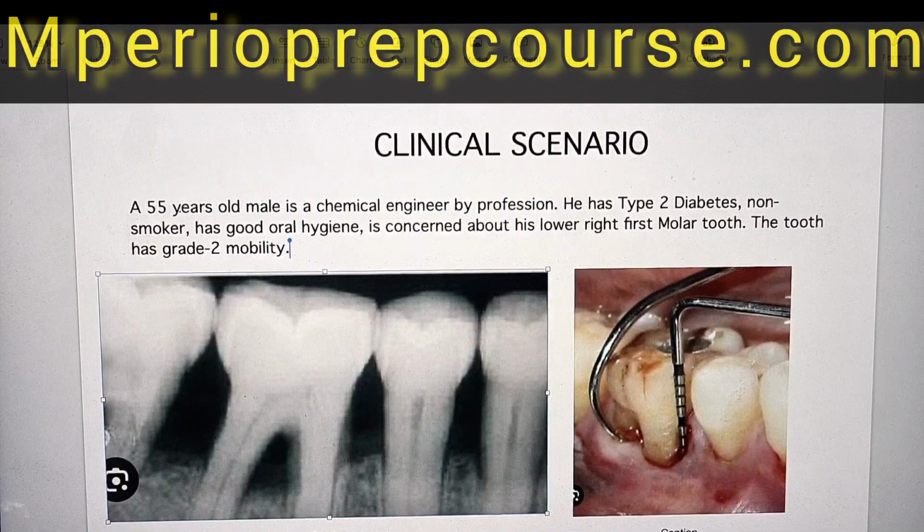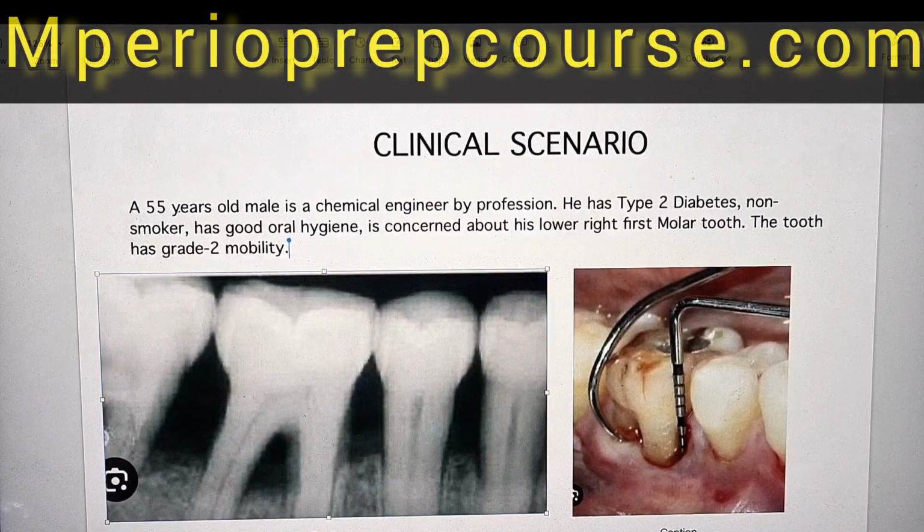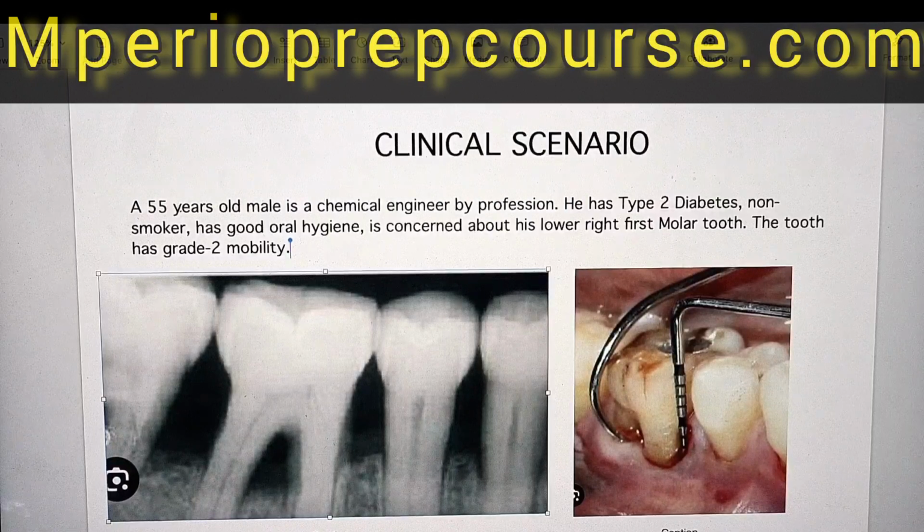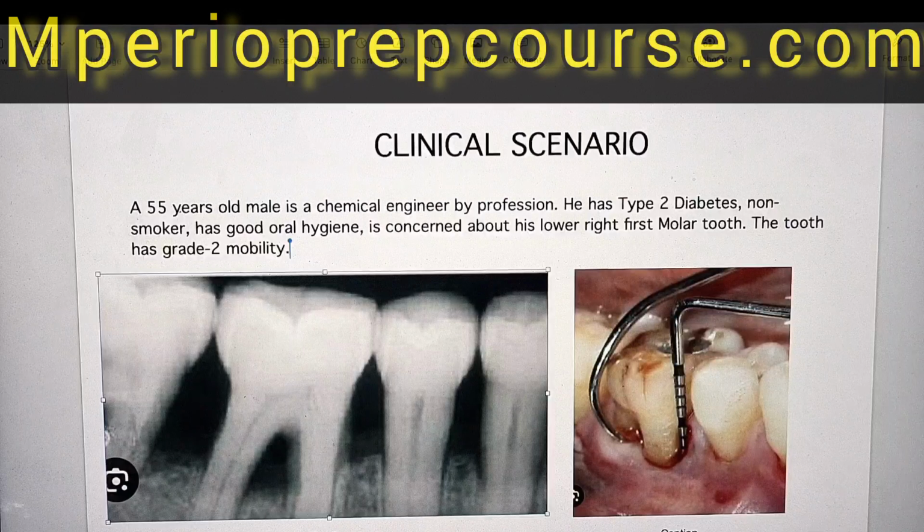Okay. Is there any other treatment option? Yes, in addition to tunnel preparation, we can do an open flap debridement, and or we can do a root resection. Okay. So you said tunnel preparation, root resectioning, and open flap debridement. Out of these three, which treatment option are you going to choose? I will go with the first treatment that I mentioned, that is the tunnel preparation.